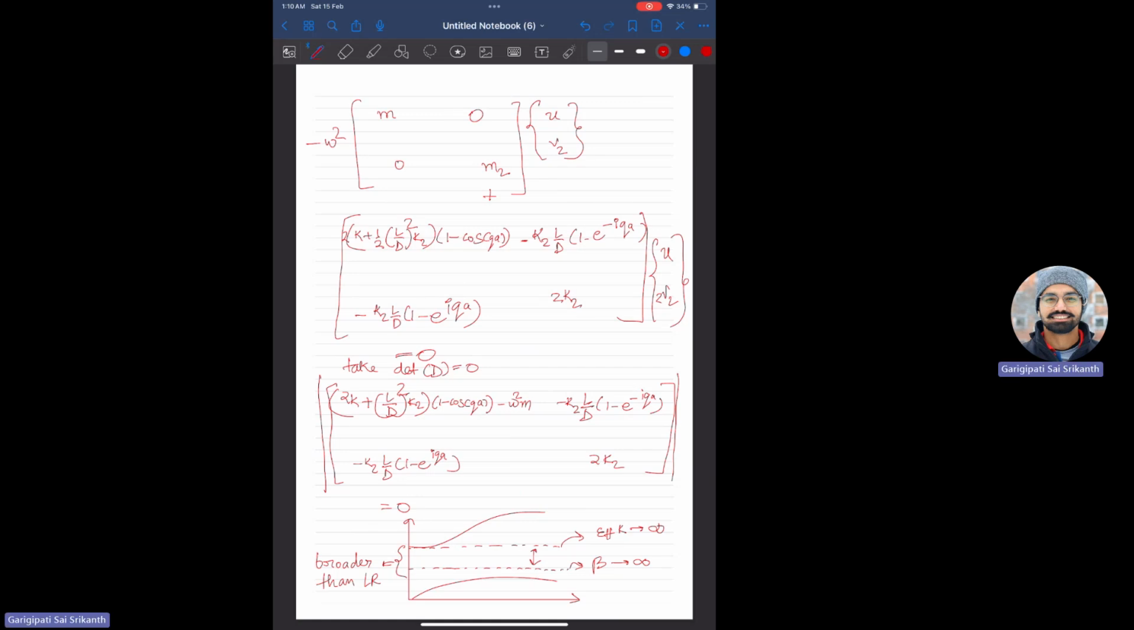We'll also learn that these dynamical matrices have to be Hermitian. So basically, they're the same as their complex conjugate transpose. You see that everywhere, even here.